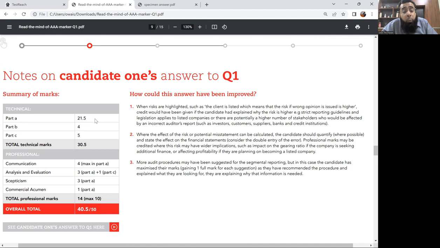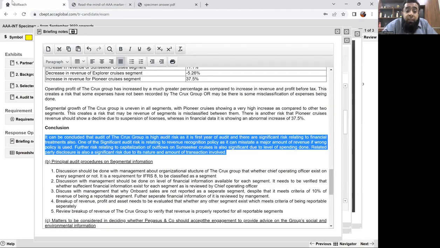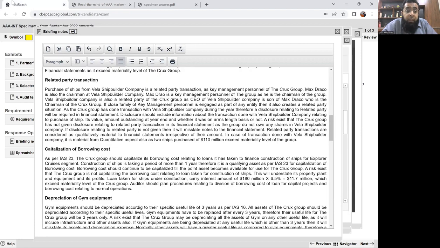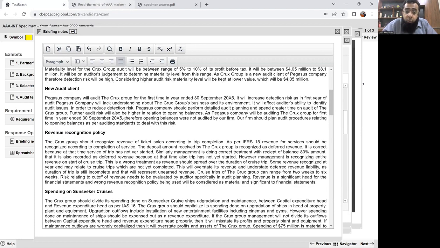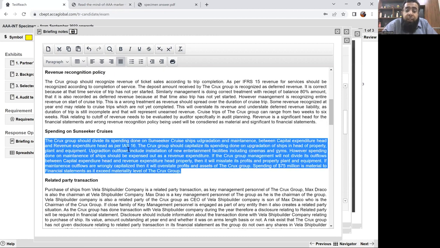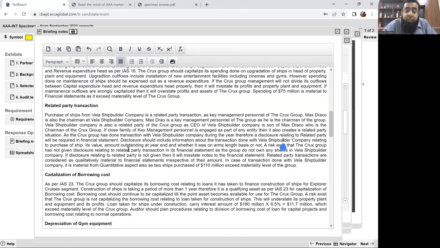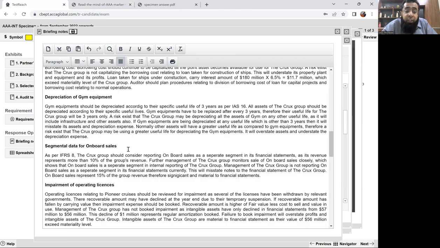So he got maximum professional marks. And in part A, he got 21.5 marks. Still, if we compare it with our answer, he missed a lot of risks. Like, he wrote a risk on the new audit client. He wrote a risk on the revenue recognition policy. He wrote a risk on spending on Sun-Seeker cruises. He wrote a risk on related party. He wrote a risk on capitalization and depreciation.